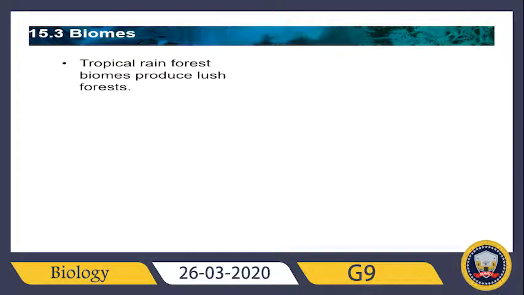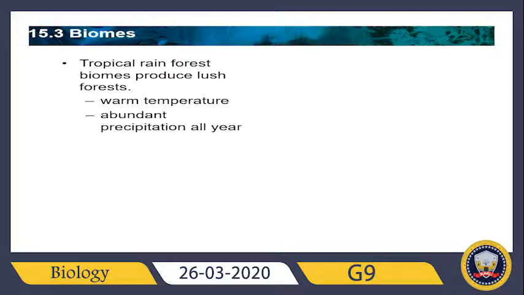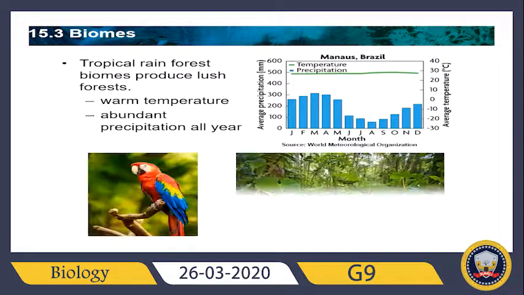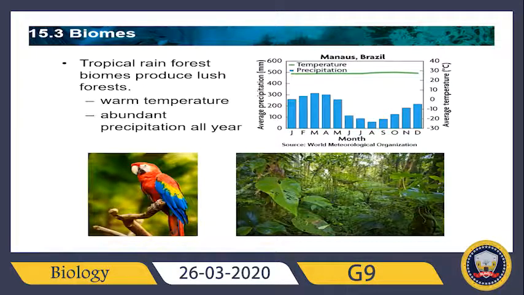Now, tropical rainforest biomes produce lush forests. So again, tropical rainforests, lush forests. You're thinking about the Amazon right now. Now, warm temperature, abundant precipitation all year long. I'll leave you looking at the picture for 5 seconds.